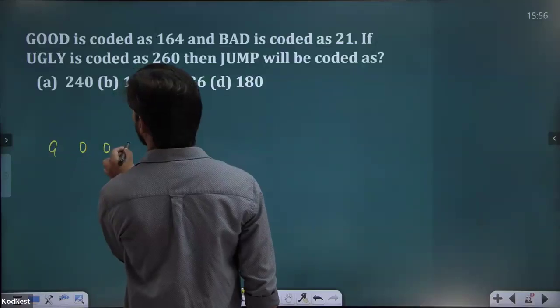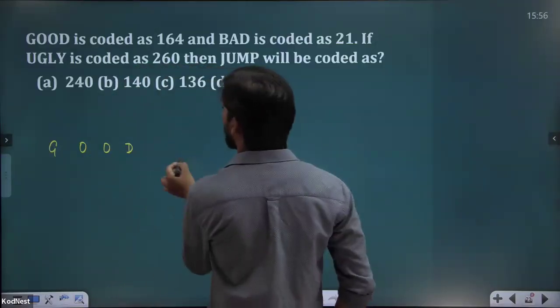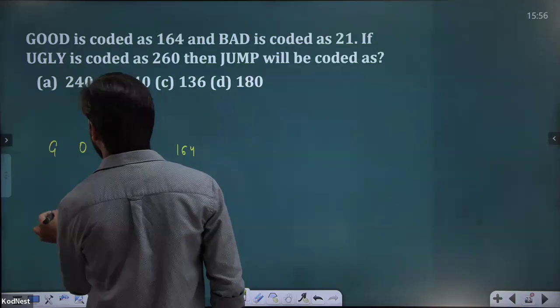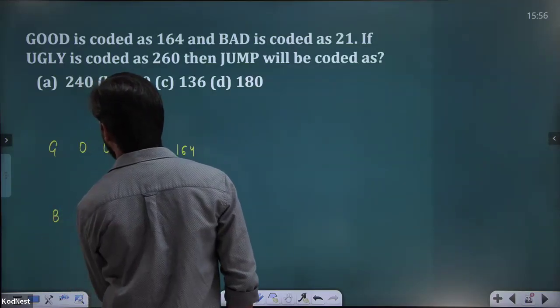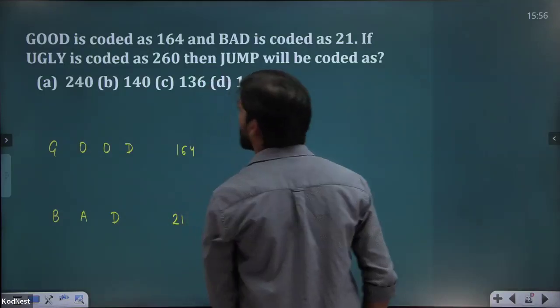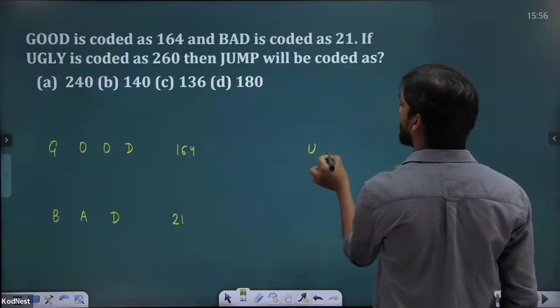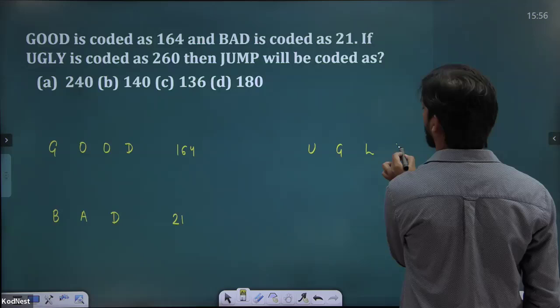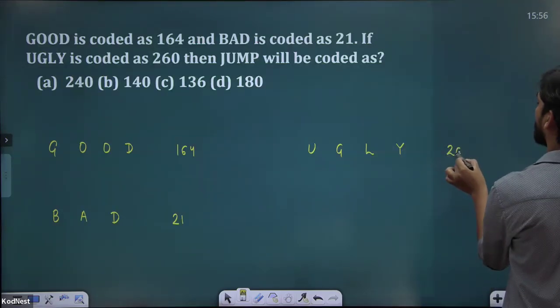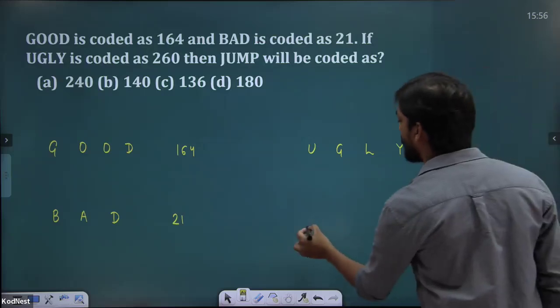So good is coded as 164. Then we have bad. Bad is coded as 21. Okay, ugly. Ugly is coded as 260. Now they are asking for jump.